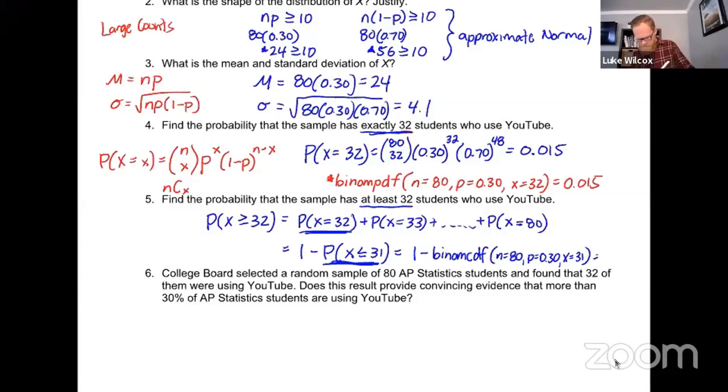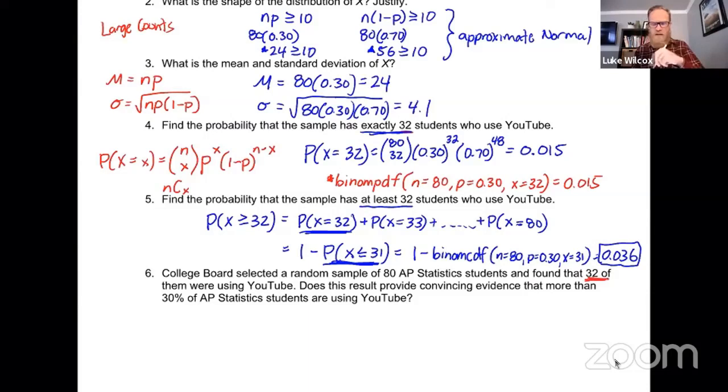So our final answer here is 0.036. All right, on to the last question here. Number 6 says, College Board selected a random sample of 80 AP Stat students and found that 32 of them were using YouTube. Okay, let's just pause for a second here and think about this.